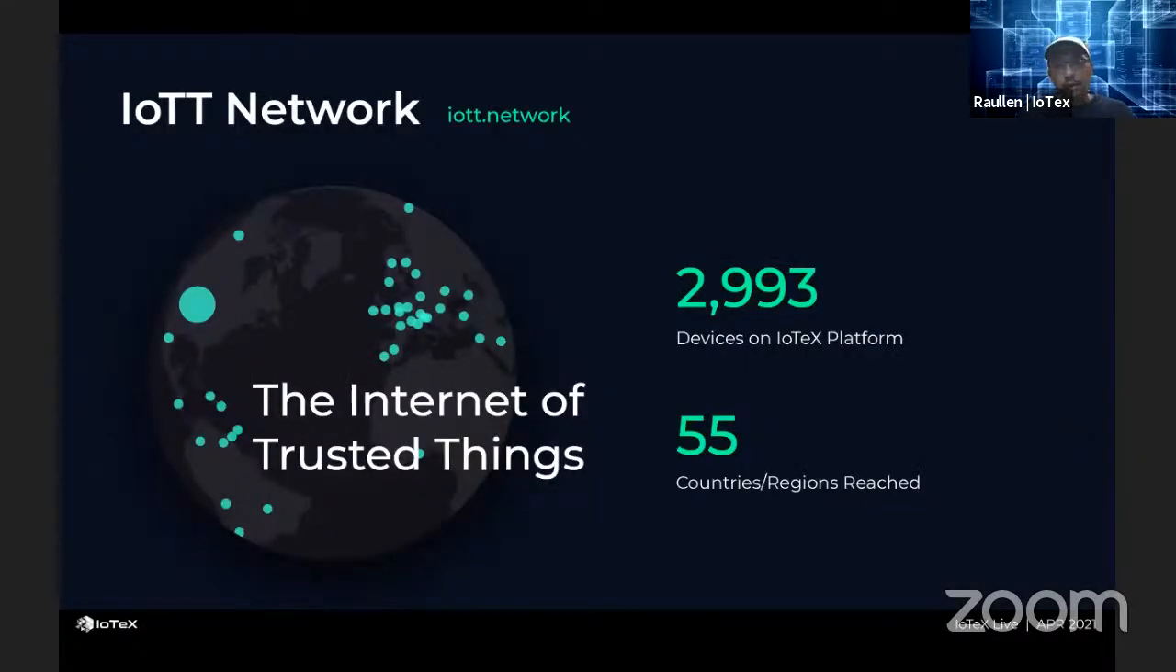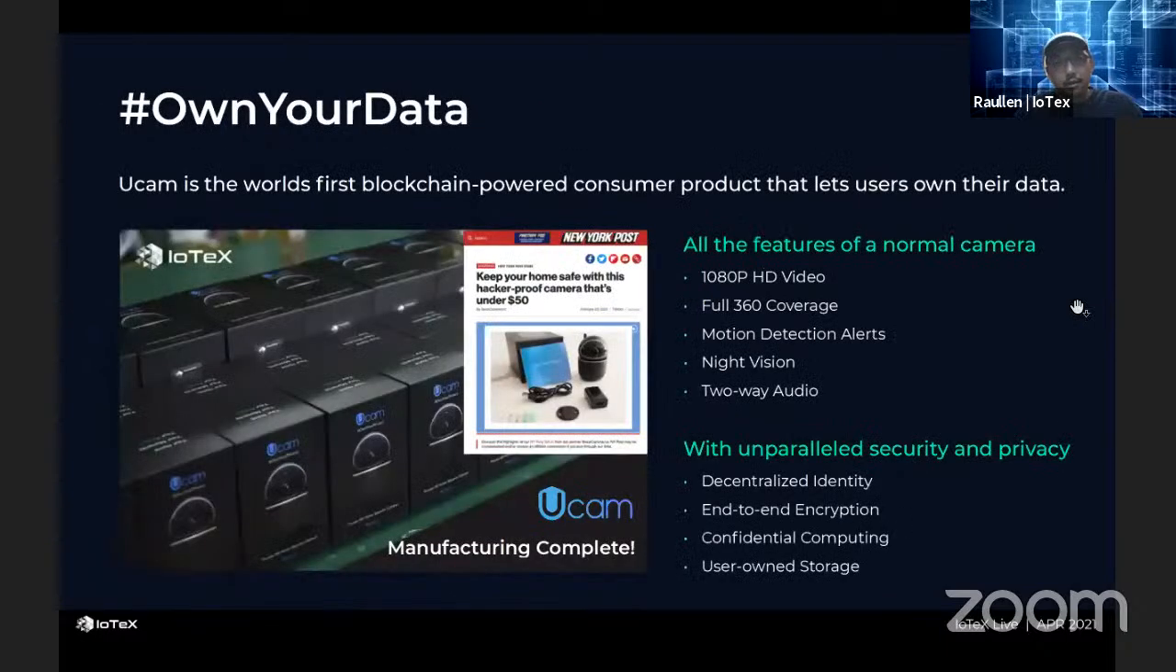Yeah, so this is where I want to spend a little more time: the most unique part about IoTeX, what we call the IoTT network. Basically, it's a big network of machines, different groups of machines serving different purposes. As of today, we already have 3,000 machines working on this IoTT network across 55 countries. Next slide, please. And most of these machines are actually UCAN, which is what I'm showing here.